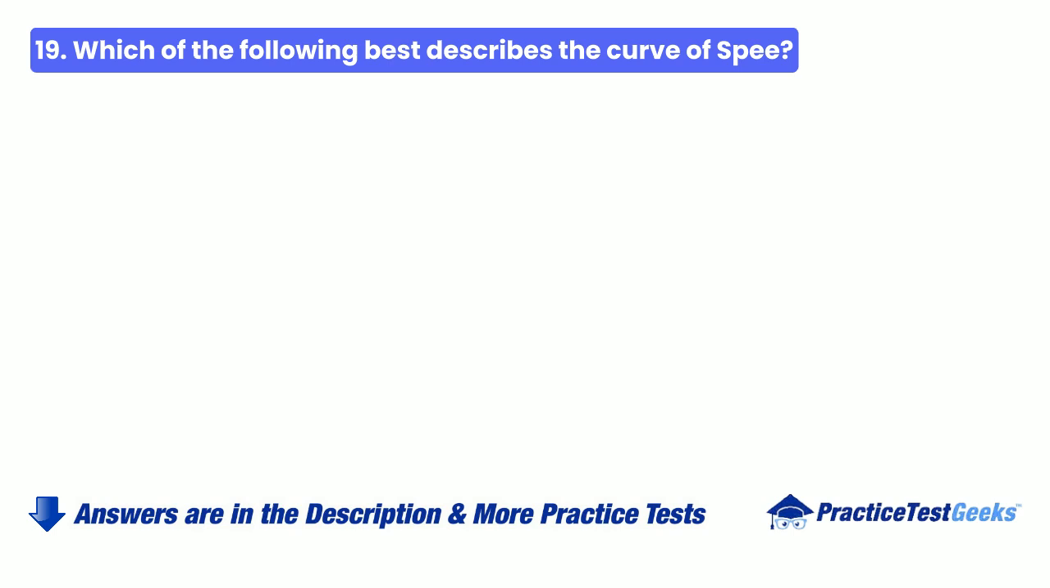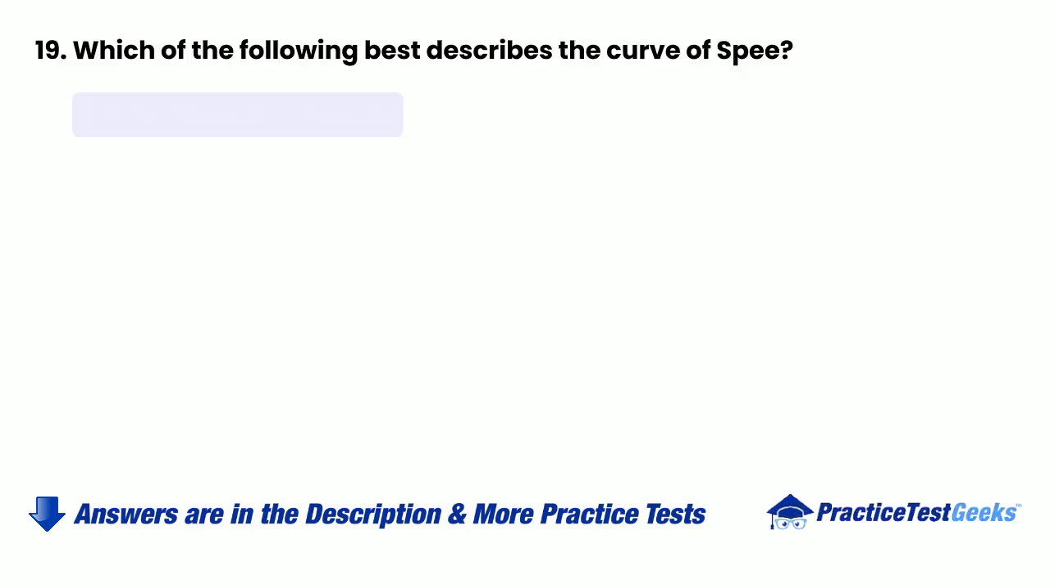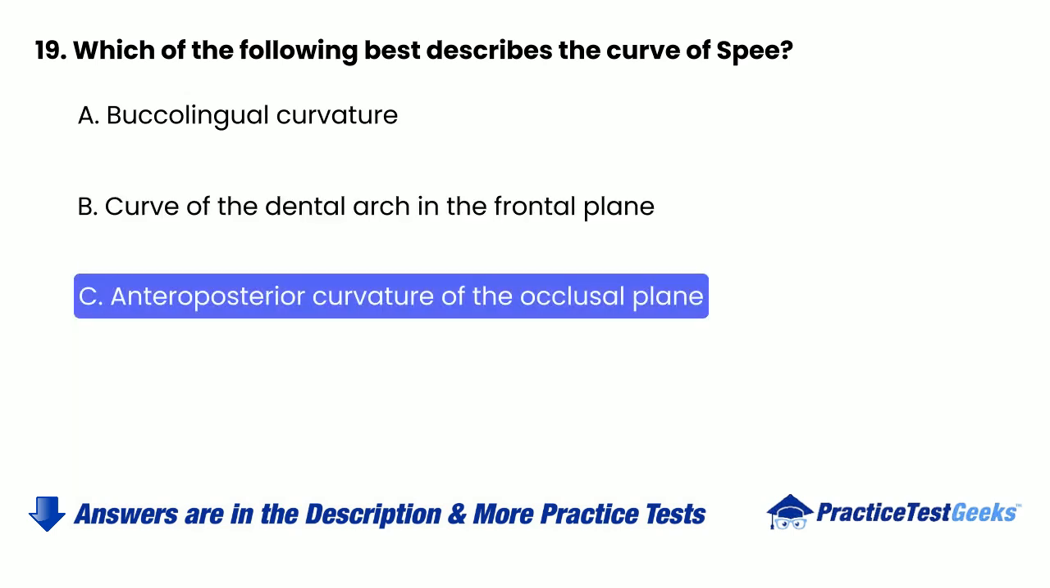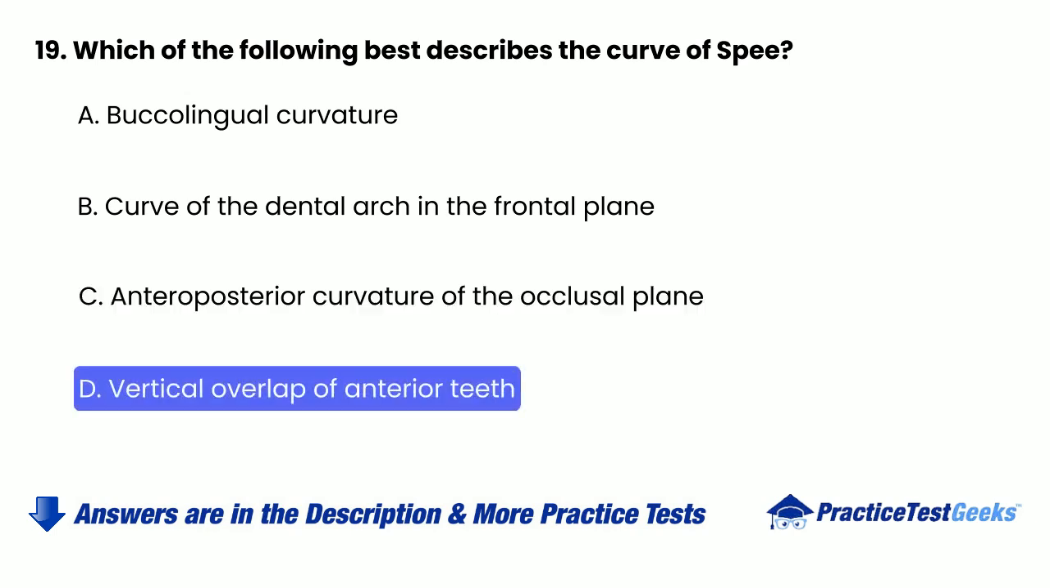19. Which of the following best describes the curve of Spee? A. Buccolingual curvature. B. Curve of the dental arch in the frontal plane. C. Anteroposterior curvature of the occlusal plane. D. Vertical overlap of anterior teeth.